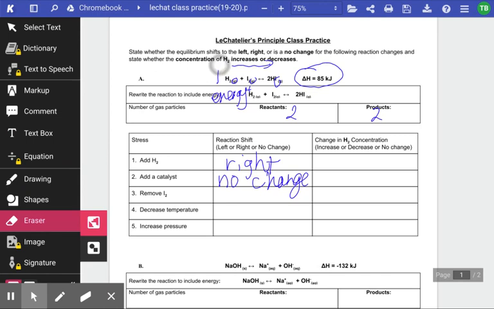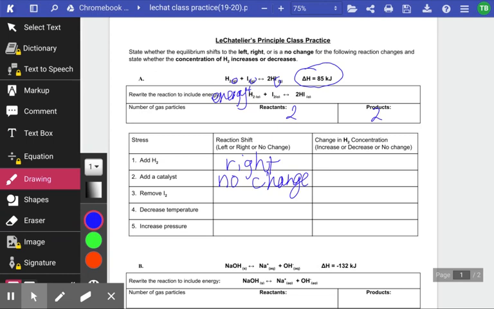Removing iodine. So if I remove iodine, what's going to happen is it's going to pull the reaction back to the same side. It wants to make up for that and make more iodine. So the reaction is going to stay on the left. So when you remove something, whether it be energy or concentration, it always pulls it to the same side. So the reaction is going to stay on the left there. If I decrease temperature, that is the same as removing energy. So if I remove energy, again, the reaction is going to pull and stay on the same side. It's going to stay on the left.